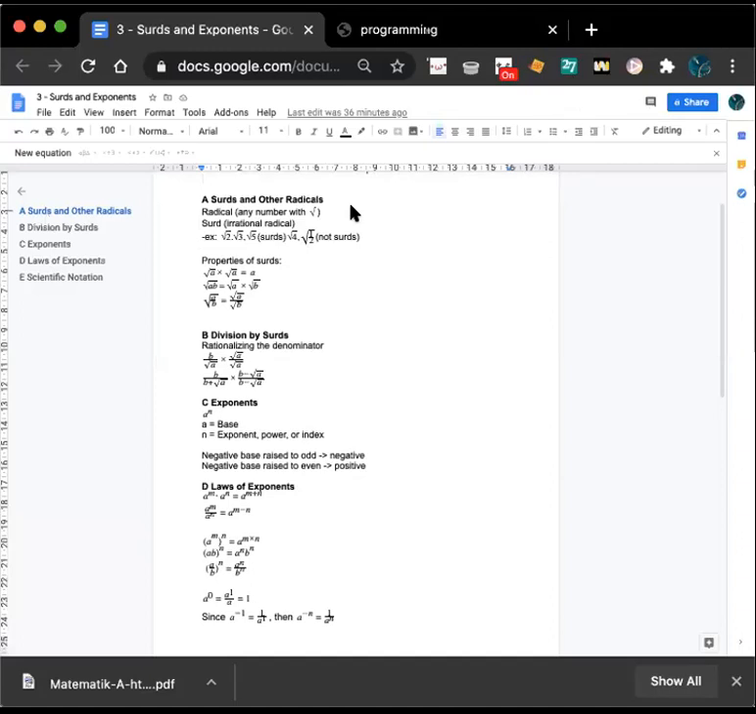Okay, so the general terms that you need to know are surds, radicals, and also exponent terms like base and exponent. Radical is this sign. Anything with this particular sign is called a radical. And usually inside there's a number, like 2 or 3 or x.